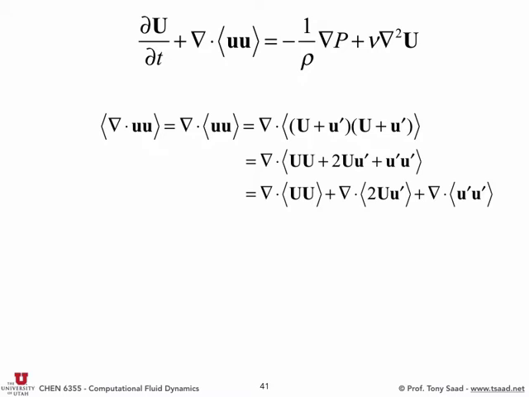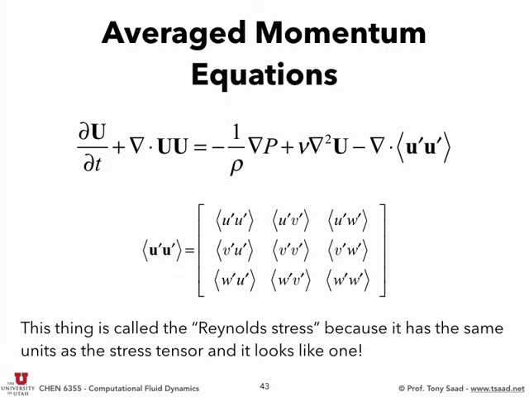Now this term is going to be 0, right? And this one is going to remain the same. So this one is 0. And that gives us, for the convective term, div of the product of averages plus div of the average of the product of the fluctuations. And that gives us the Reynolds-averaged Navier-Stokes, or Reynolds-averaged momentum equations, which look like this, plus the addition of, or minus, this term, the divergence of the mean of the fluctuations.